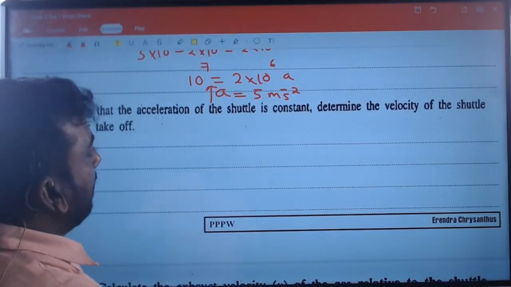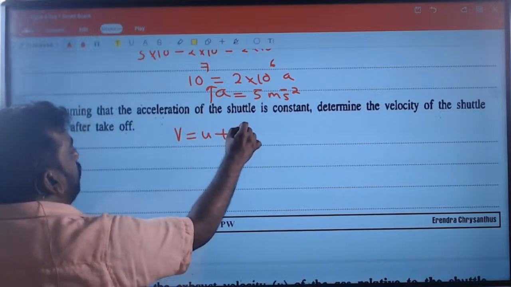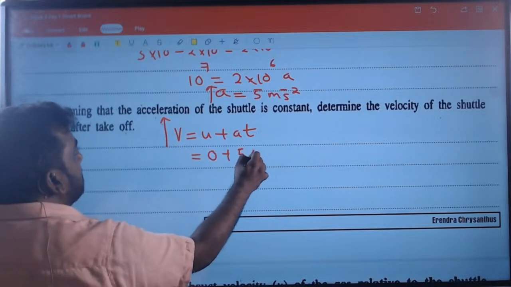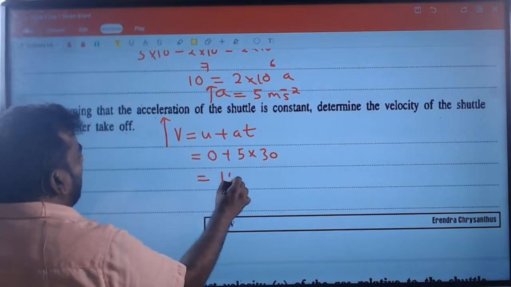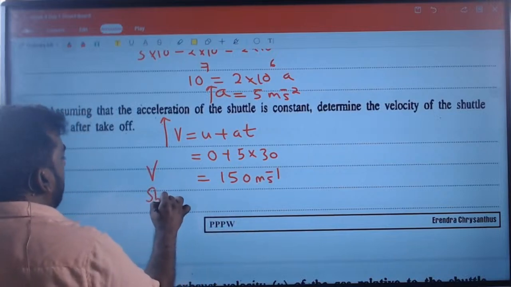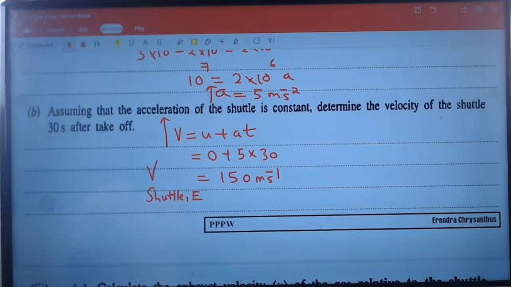Determine the velocity of the shuttle 30 seconds after takeoff. V equal to U plus at, vertically upwards. Starting from rest, acceleration 5, time 30. What is it? 150 meters per second. So that is the velocity of the shuttle with respect to Earth; do the calculation.